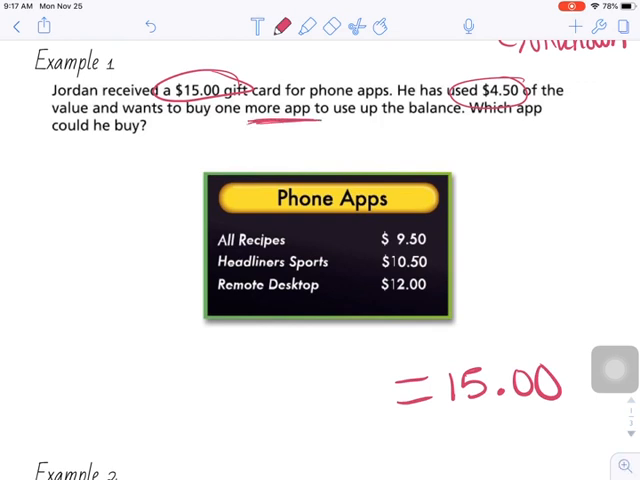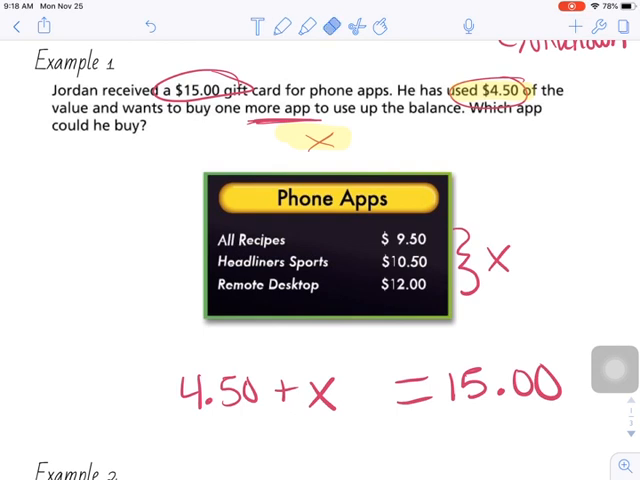So I'm going to use a variable here, and I'm just going to pick X. So we know that this $4.50 combined with our unknown is going to get us to our $15. So I'm going to say my $4.50 plus my unknown, my extra app, has to equal $15 because that's how much money we have in our gift card. So now that we have our equation, we can start substituting in these values for our unknown, for our X, to see which one is going to work for us.